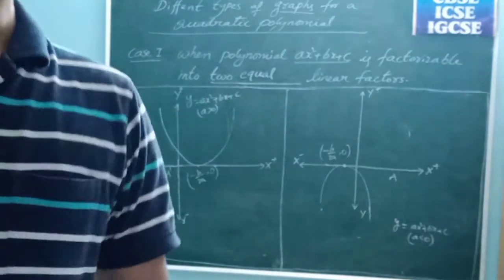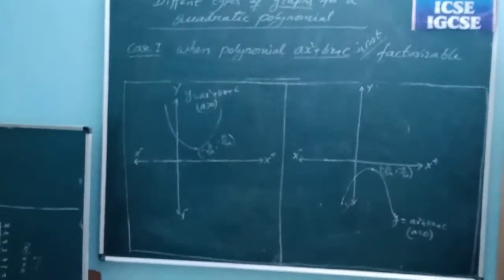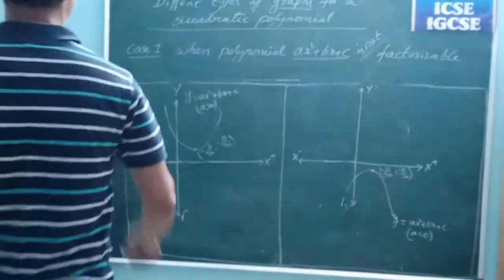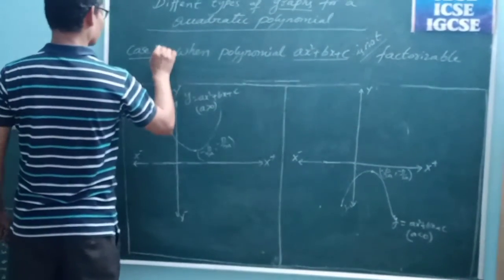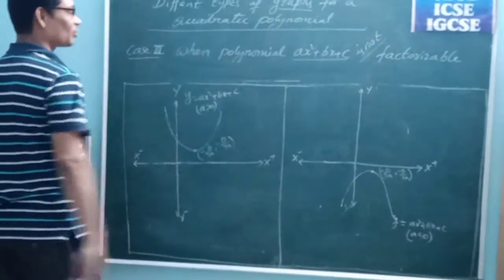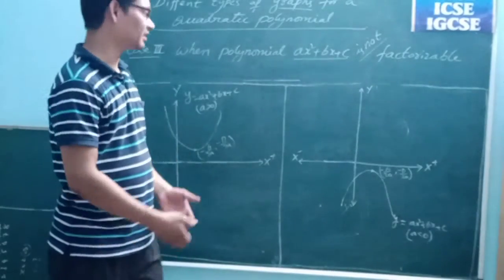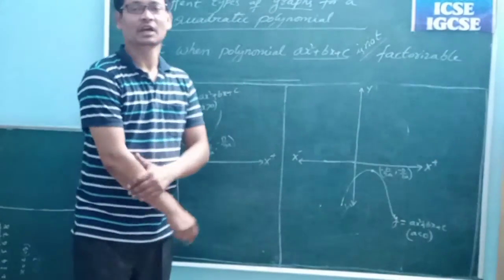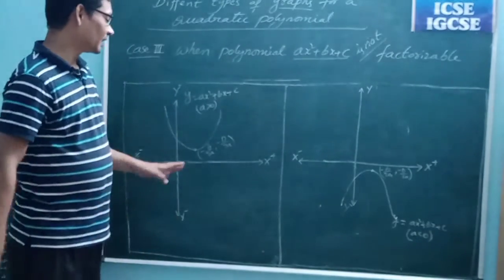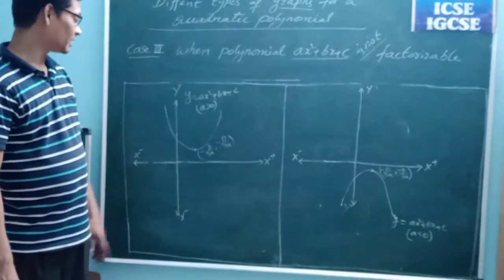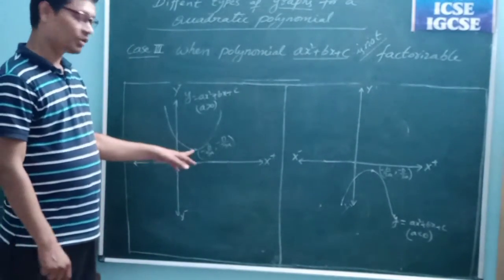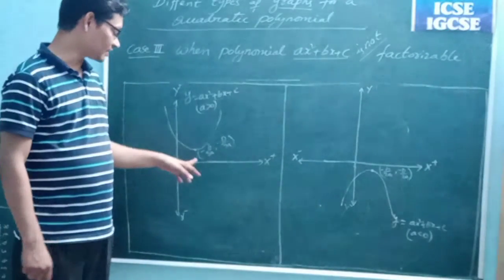We will discuss the third case now. In case 3, the polynomial ax square plus bx plus c is not factorizable. Some of the quadratic polynomials here cannot be factorized. In that case, the two graphs we may get are like this. They won't touch the x-axis at any point.